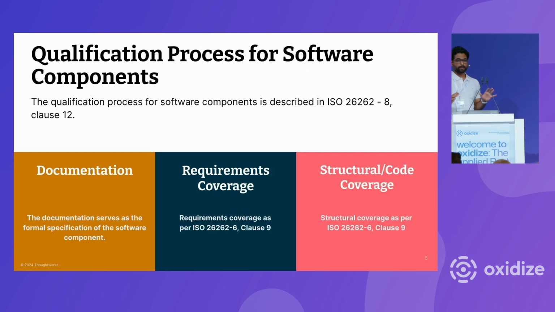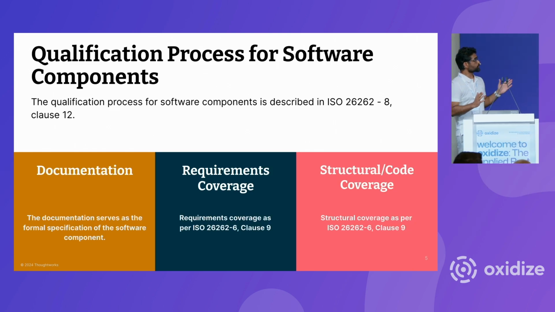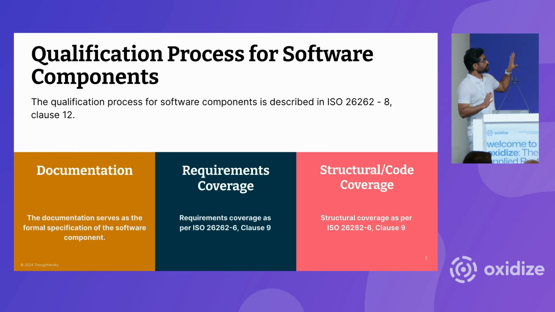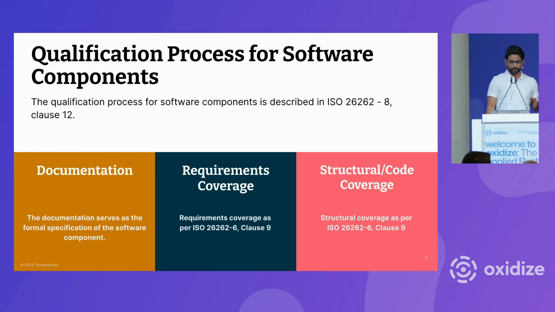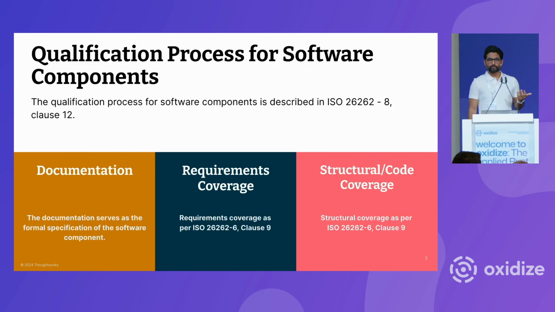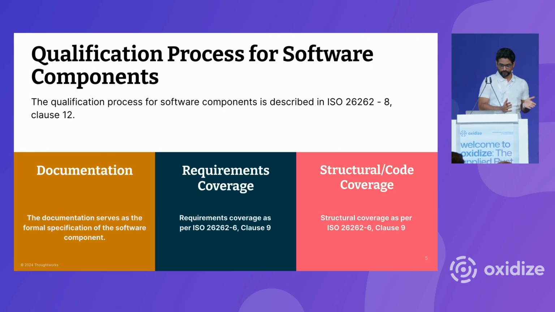Okay, so if we delve a bit deeper into the compliance requirements as per ISO 26262, there are three main things. One thing is the documentation. The documentation serves as a formal specification of the software component, how it is being used, what the functional requirements are. The second thing is, have you tested your software for requirements? That's requirement coverage, and that is defined as per ISO 26262 Part 6. And finally, the structural code coverage. Again, that is also defined as per ISO 26262 Part 6.